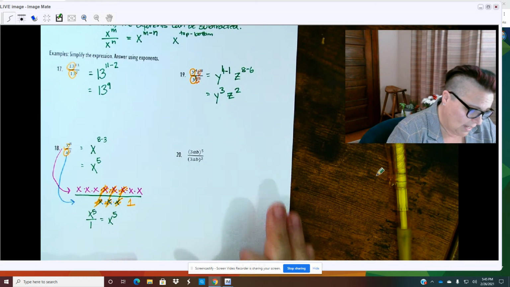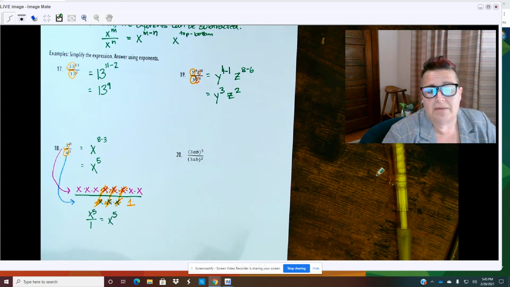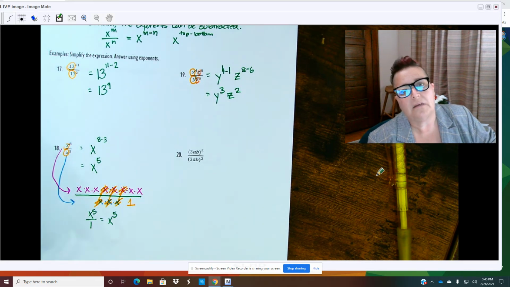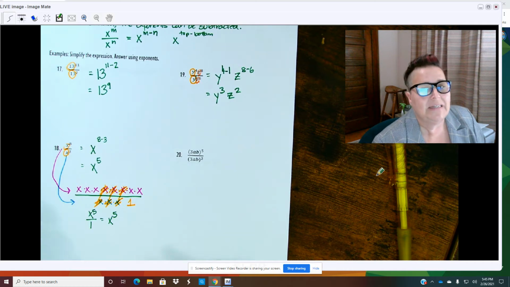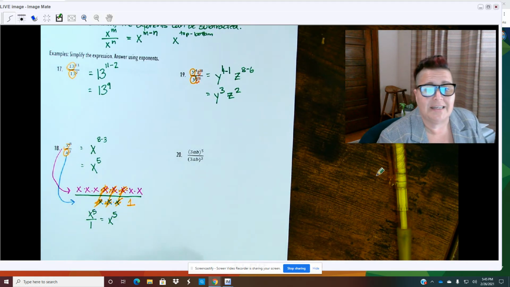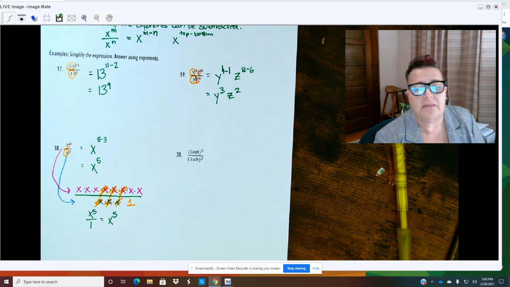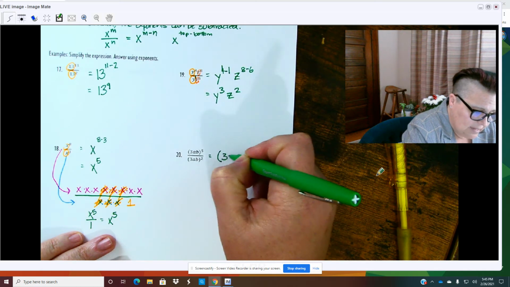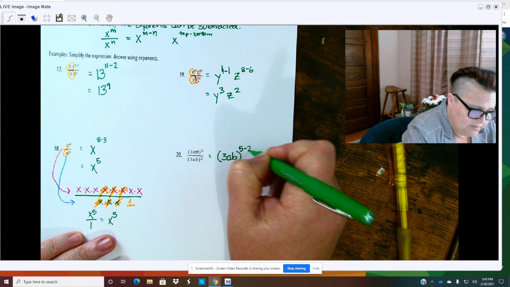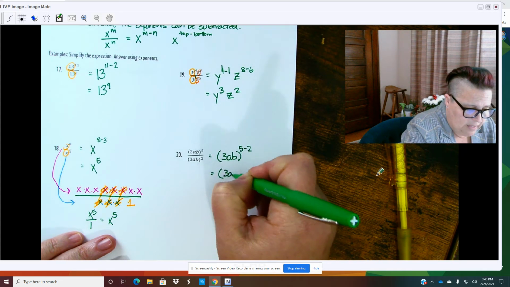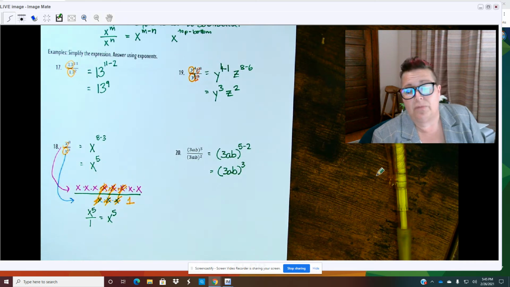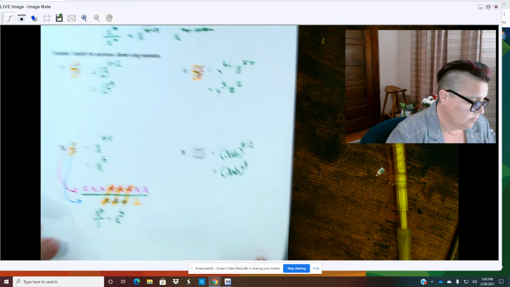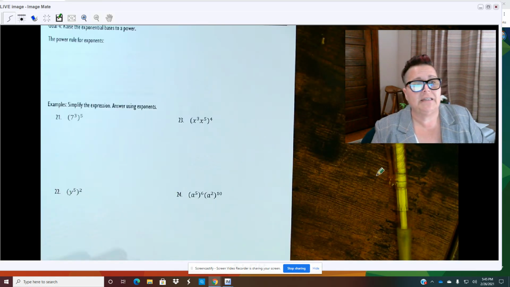With problem number 20, we have 3ab to the 5th over 3ab to the 2nd. You see those parentheses? You see how it hugs all of 3ab, both in the numerator and in the denominator? That tells us that they go together. They will stick together. In the numerator, I have 5 of them. In the denominator, I have 2 of them. And since they are the exact same base, I can say this is 3ab to the 5 minus 2 power, or 3ab to the 3rd. And to keep it written in exponential form, I will use that exact answer. Right? Did I go with difficult ones? All right. Moving on to the next rule.